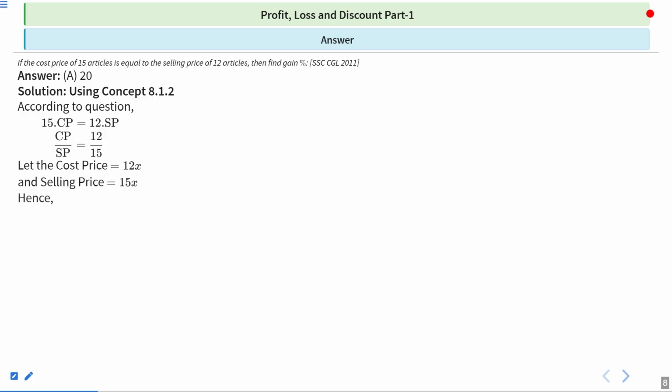Now hence, gain will become selling price minus cost price upon cost price multiplied by 100 when we calculate gain percentage. So here the selling price is 15x, cost price is 12x. So (15x minus 12x) upon 12x, multiplied by 100. So we got 20%. So A is the correct answer. Next one.